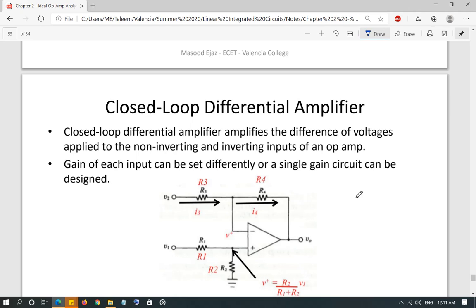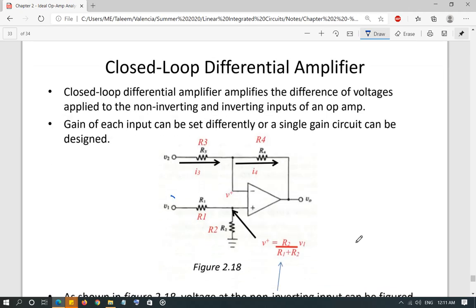So we have two inputs, V1 and V2. V1 is connected to the positive input, V2 is connected to the negative input through the resistors. I'm just showing this resistor clearly because these values are so small. So this is R1, this is R3, R2, and R4.